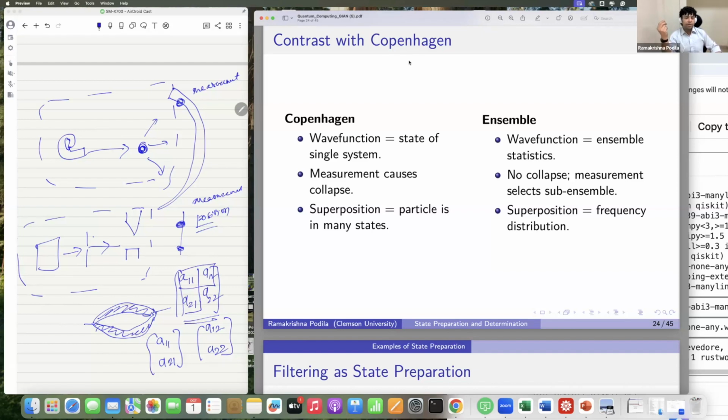And then superposition, again, because it talks about the state of a single particle, right? It is saying that the cat is simultaneously alive and dead. But actually what it means in the ensemble interpretation is that if you did this multiple times, sometimes the cat is alive, sometimes the cat is dead, right? So there is no collapse and no superposition.